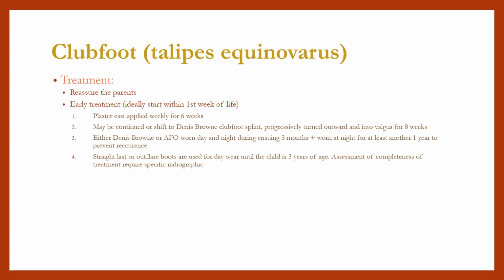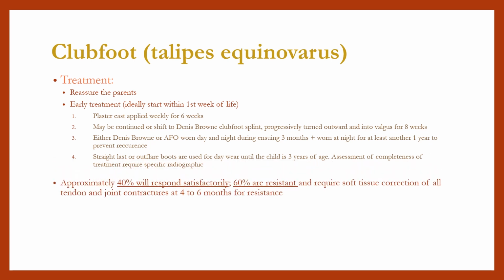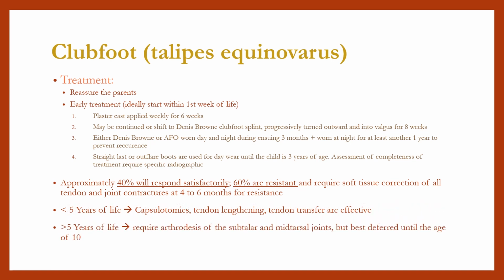The assessment of completeness of treatment requires specific radiographs. Approximately 40% will respond satisfactorily, while the other 60% are resistant. In children less than 5 years of age, capsulotomies, tendon lengthening, and tendon transfer are effective. Whereas for children more than 5 years of age, arthrodesis of the subtalar and metatarsal joints is required, but is best deferred until the age of 10.